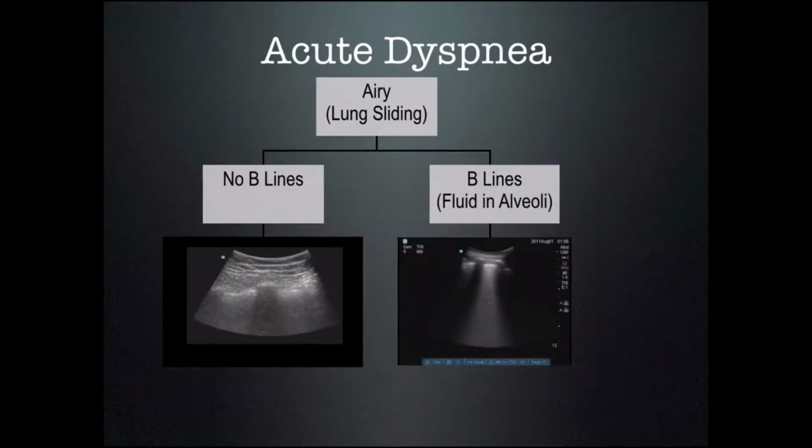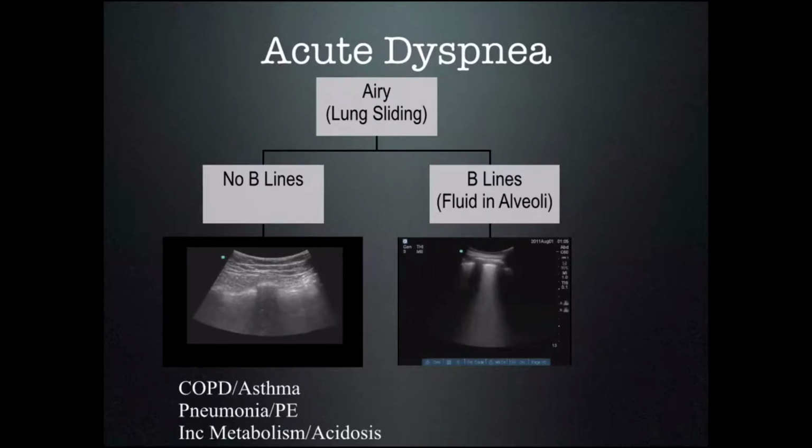If the lung is sliding, then I want to look at the pleural surface and look deep to the pleura, and I want to see if there are any B-lines. If there are B-lines, then I'm going to think there's fluid in the alveoli. What does that mean? If there's no fluid, then I think, why is this patient short of breath? They're short of breath and they have normal lungs.